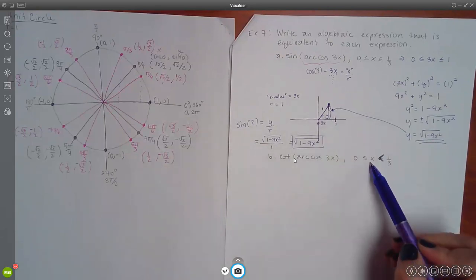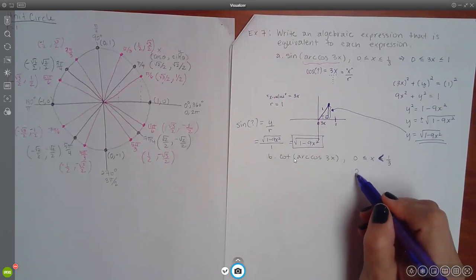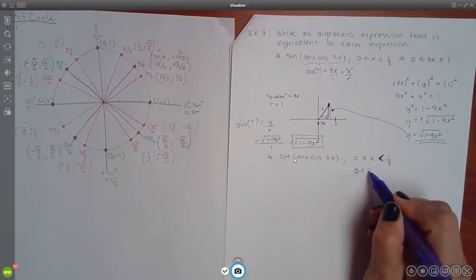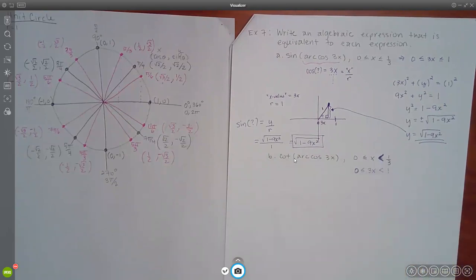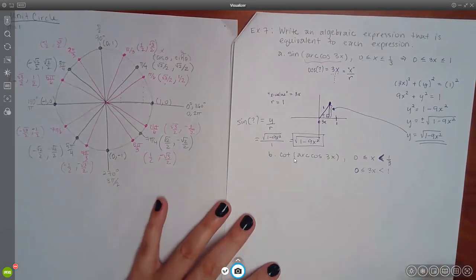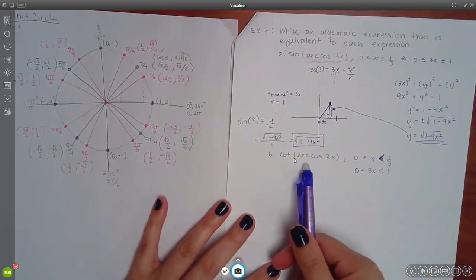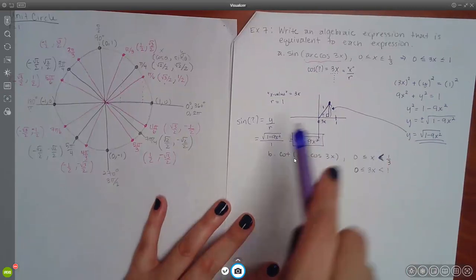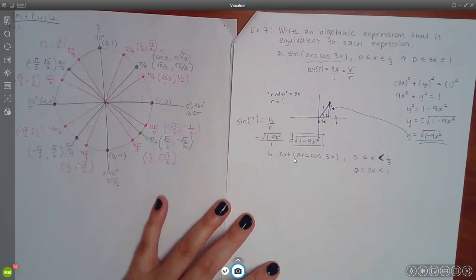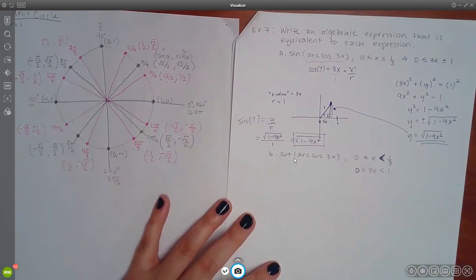Because when I multiply everybody by 3, this is still 0 when I multiply by 3. This is still 3x when I multiply by 3. And that's still 1 when I multiply by 3. So my x value is still in this interval 0, 1. It just can't be 1. Okay. But it's essentially the same image, because aren't I still doing r cosine of 3x? So it's the exact same triangle. I'm not going to have to redo the whole triangle all over again. Kind of wanted to, just so you could have another example, but it's the same thing.